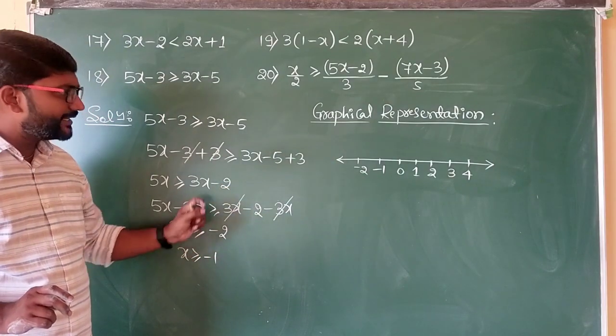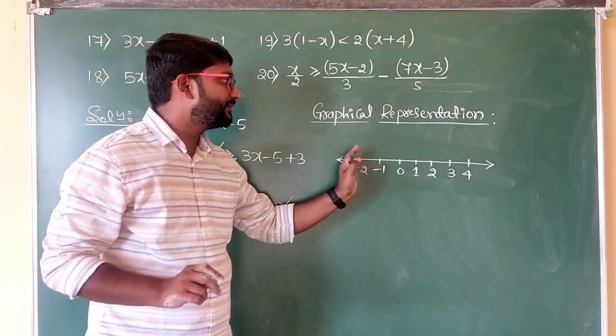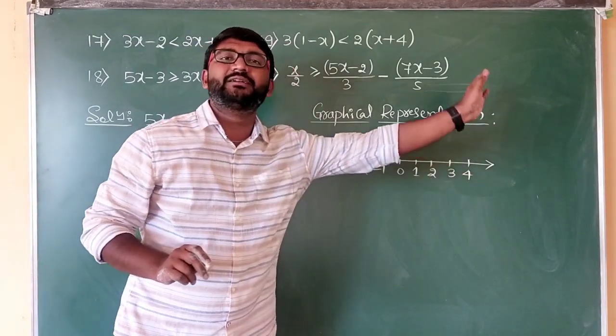Now it is greater than or equal to minus 1, which means we have to shade the bubble and consider all the numbers which are greater than minus 1.